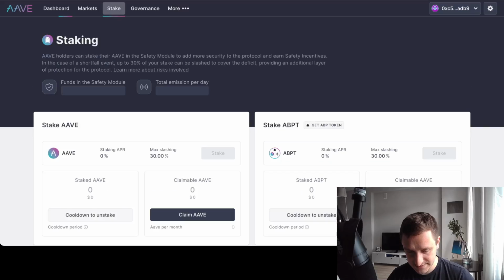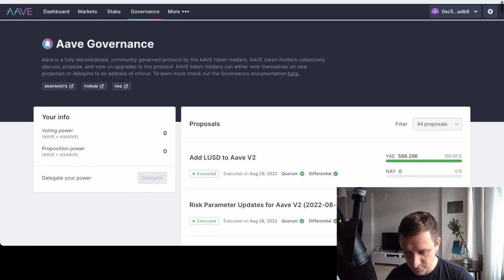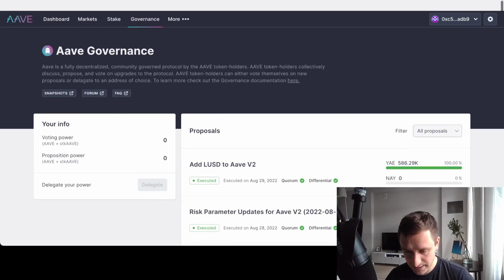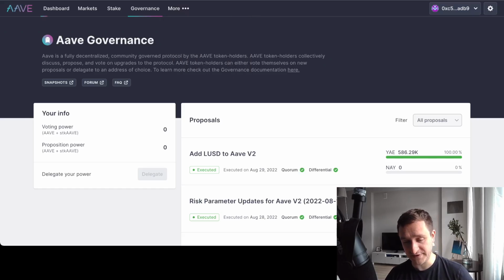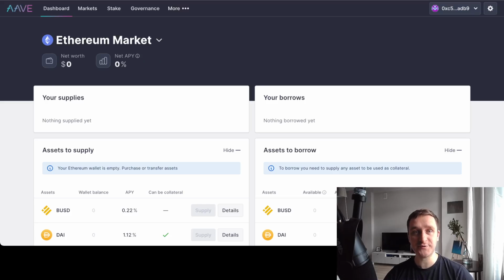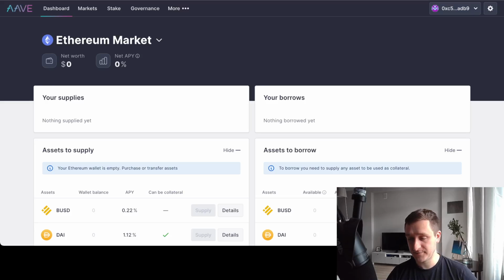You can also stake Aave, their token. You have governance, so there's a bunch of voting going on. And you can also read the FAQ, join the community on Discord, and so on. So a bunch of cool things. But really, the application is super easy to use. This is really the portal into all the DeFi. If you want to start with decentralized finance, then Aave is the first step to go. Really, you just need a MetaMask, go in and just supply whatever you have in order to start gaining some yield on whatever assets are there.